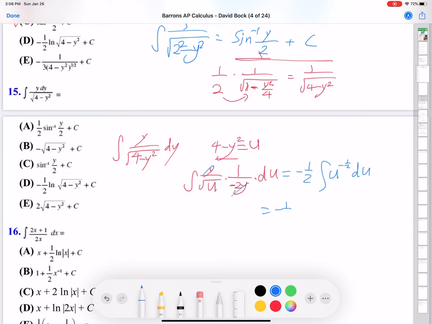So negative 1/2, and then by the power rule, 1 over n plus 1 times u to the n plus 1, plus c. This part is 2, so 2 times negative 1/2 is negative 1. And then root u, right? It's the positive 1/2 power. So u was this: negative square root of 4 minus y squared. B is the answer.